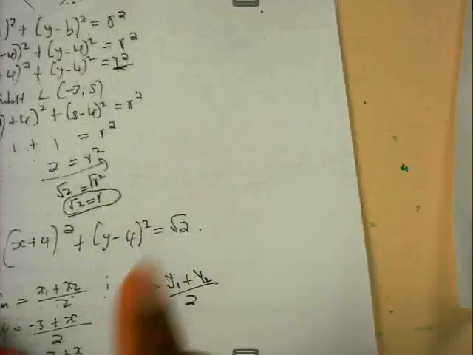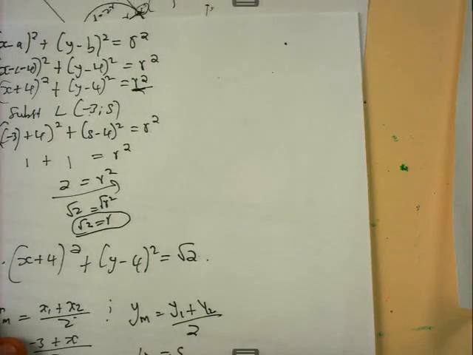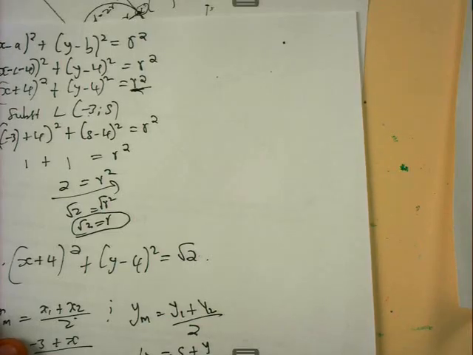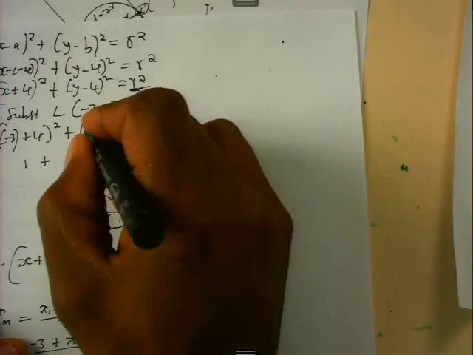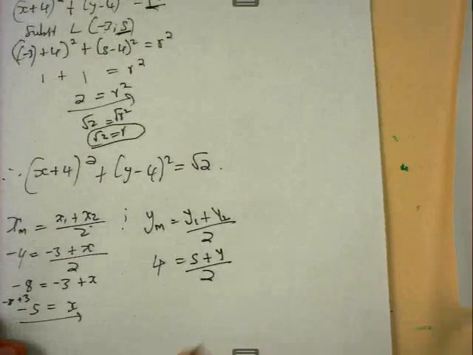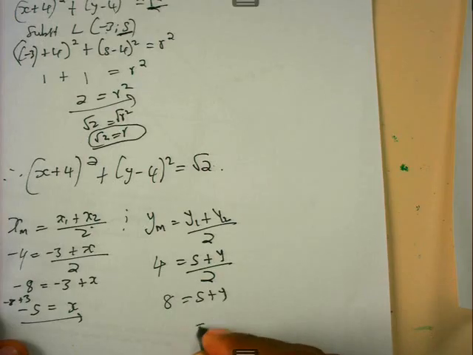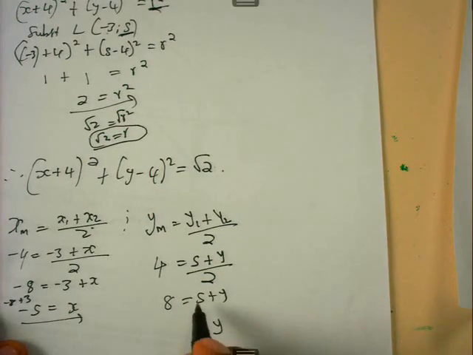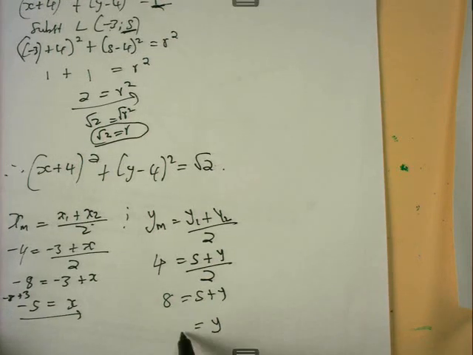Here's a +4 here. That is 4 equals y1 will be 5 plus y divided by 2. y is 5. Then from this point, the coordinates of L, then y is 5, 2 times this, it's 8, equals 5 plus y, and therefore y now is equals to what? It's equals to 8 minus 5.